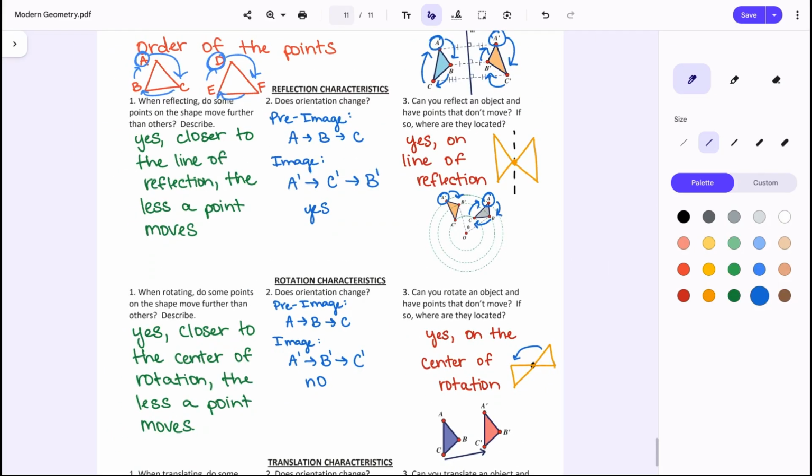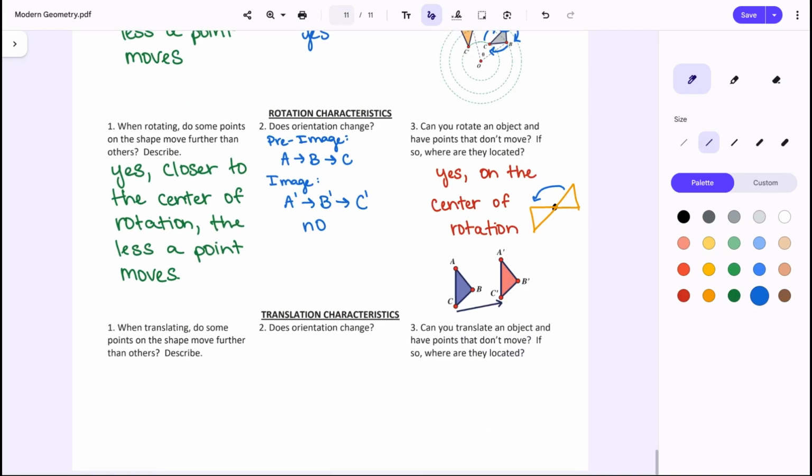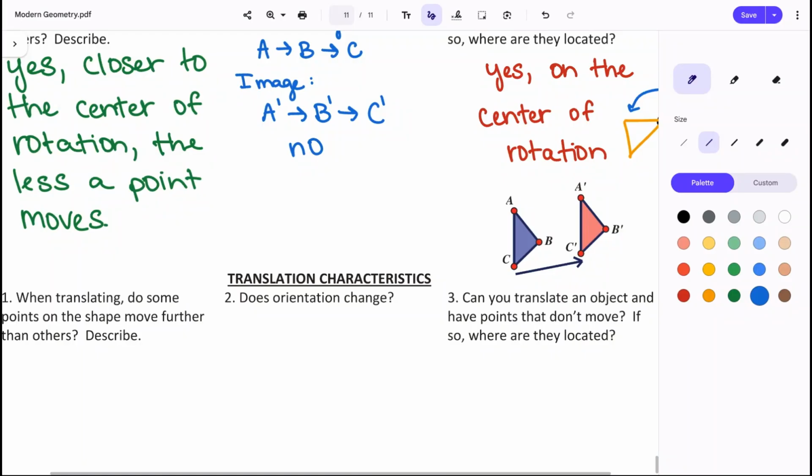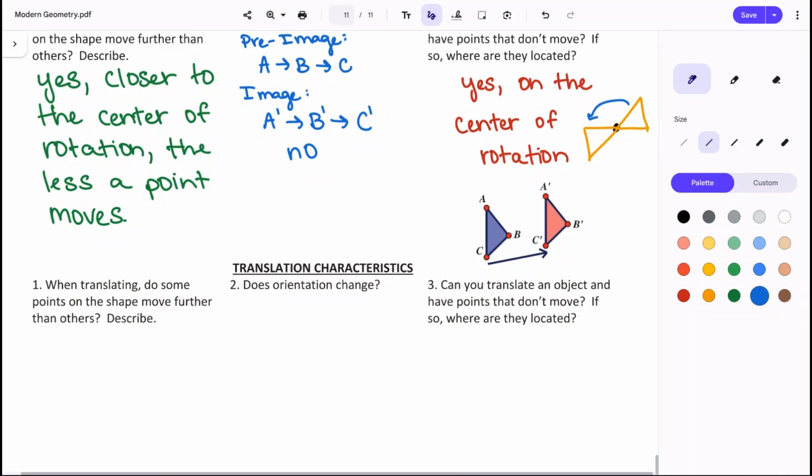Okay, so we've done reflections, we've done rotations. The last one we have to do here is translations, and we have the same 3 questions here. And we've got a new set of shapes. We've got triangle ABC and A prime, B prime, C prime. So I want you guys to take a couple minutes here, read through those, and right now write down your initial thoughts. We've already done rotations and reflections, so let's see what you can do with translations.